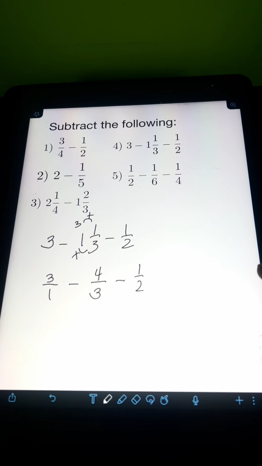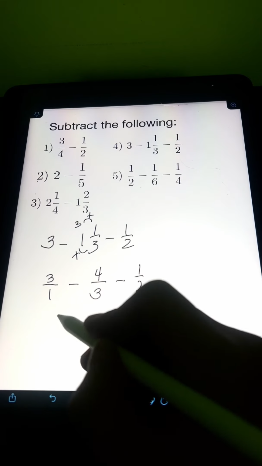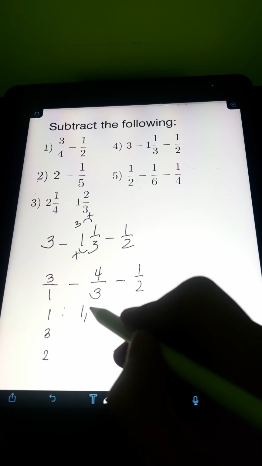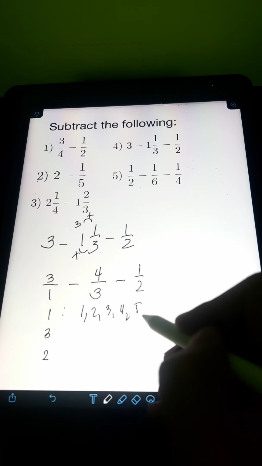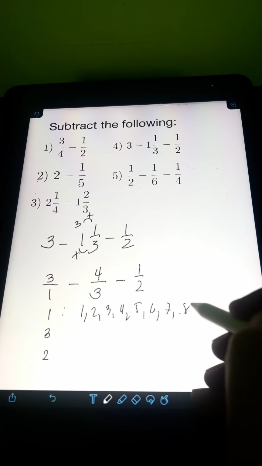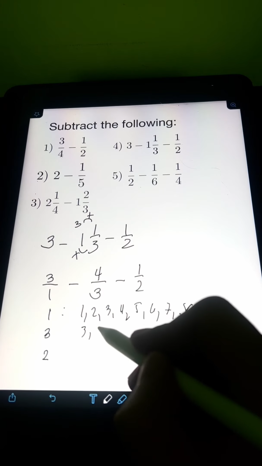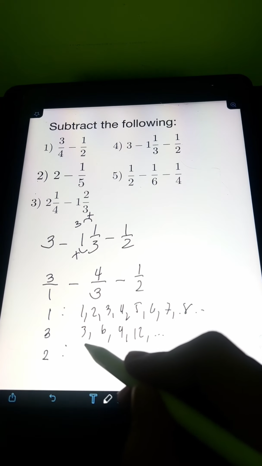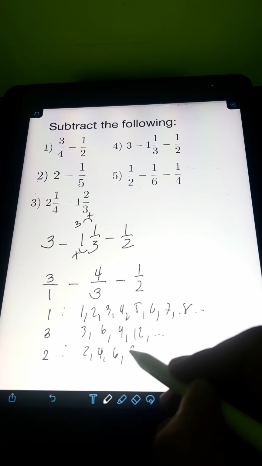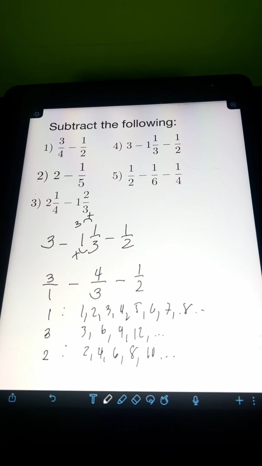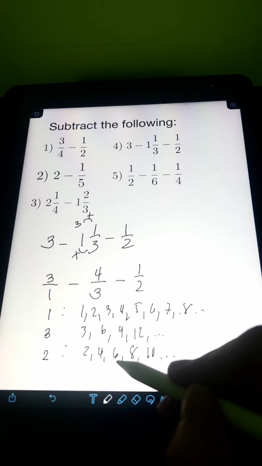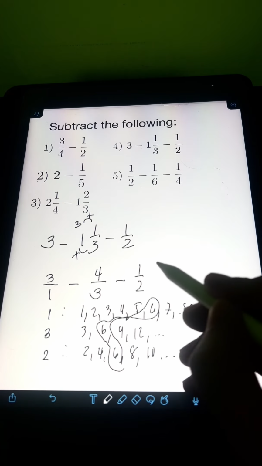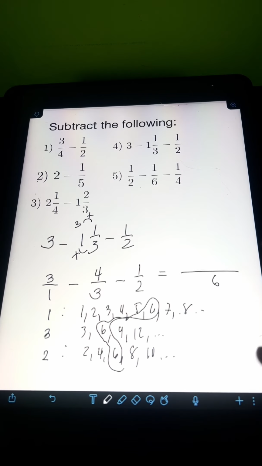So we need to find the LCD of 1, 3, and 2. Listing the multiples of 1, 3, and 2. So for 1, 1, 2, 3, 4, 5, 6, 7, 8, and so on. For 3, we have 3, 6, 9, 12, and so on. For 2, we have 2, 4, 6, 8, 10, and so on. So the first common multiple that appears is obviously 6, right? So the LCD will be 6.